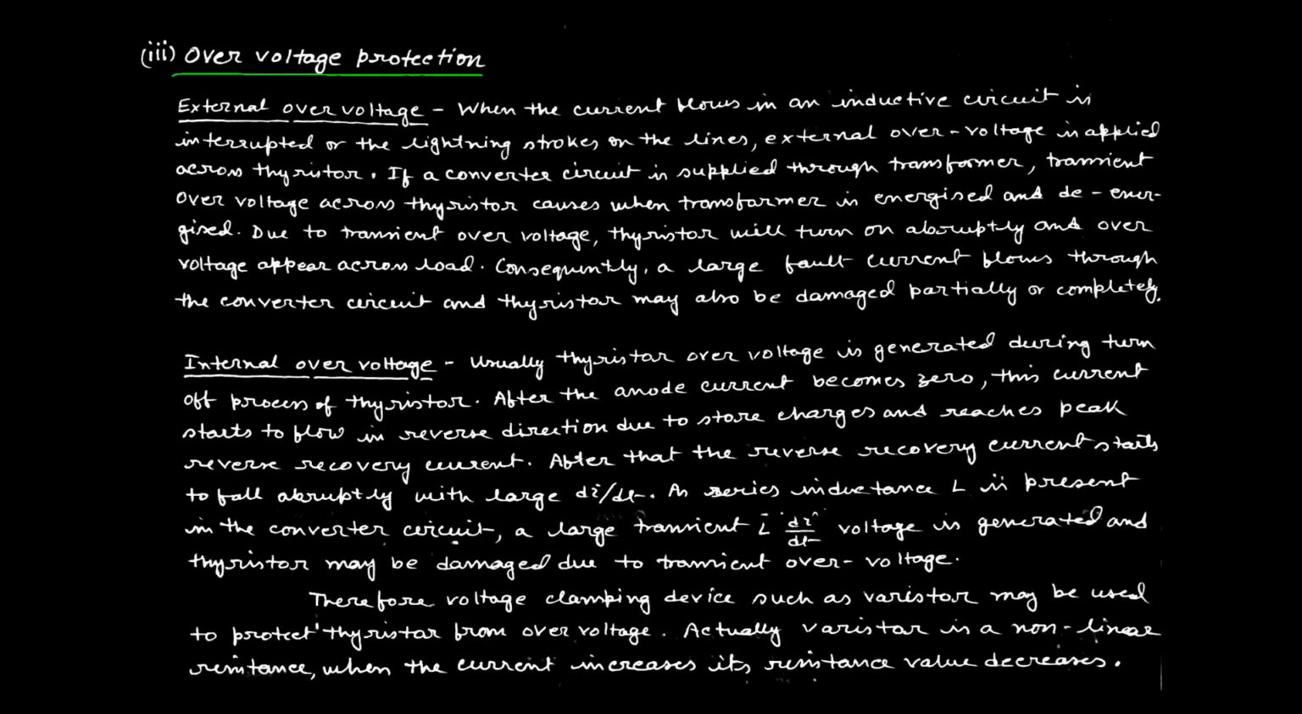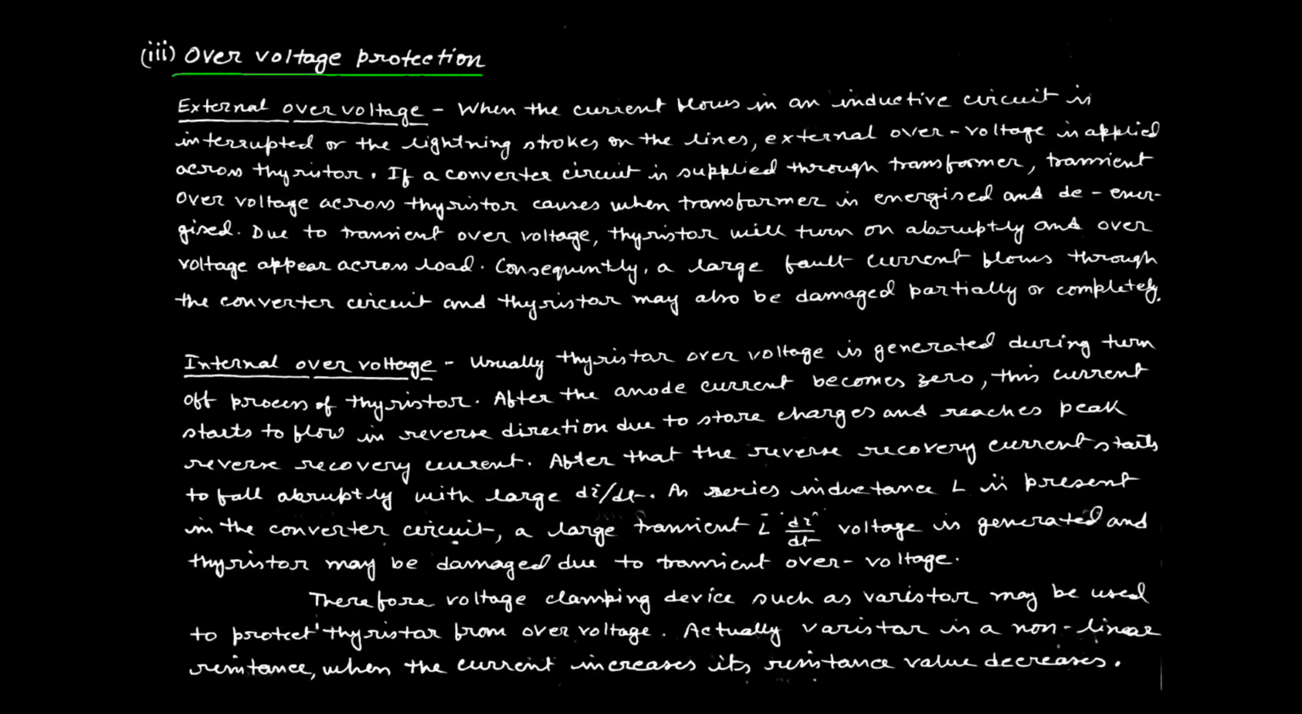After the anode current becomes zero, the current starts to flow in the reverse direction due to stored charges and reaches the peak inverse recovery current. After that, the reverse recovery current starts to fall abruptly with large di/dt as series inductor L is present in the converter circuit. A large transient L di/dt voltage is generated and the thyristor may be damaged due to transient overvoltage. Therefore, a voltage clamping device such as a varistor.